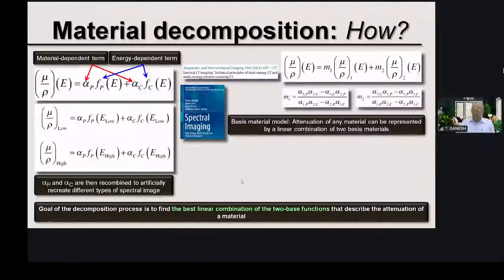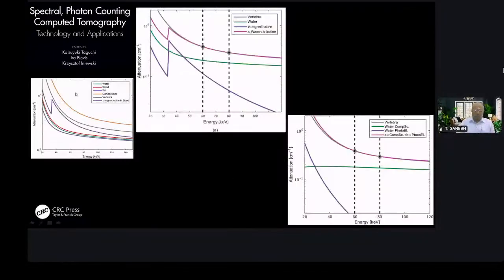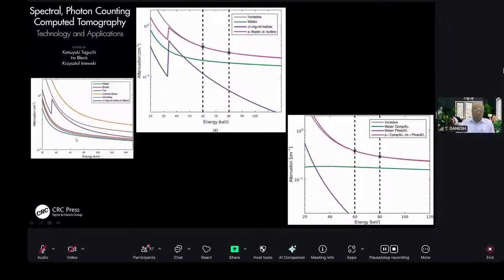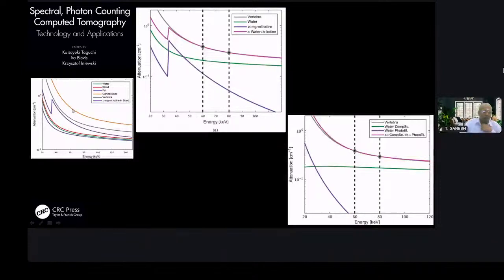So to describe this pictorially, this is what happens. You can refer to this book also, The Spectral Photon Counting Computed Tomography by CRC Press. Here you can see the attenuation coefficient of different tissue types found in the human body: water, blood, fat, cortical bone, vertebra, and also the contrast media, 15 milligram per milliliter iodine in the blood.